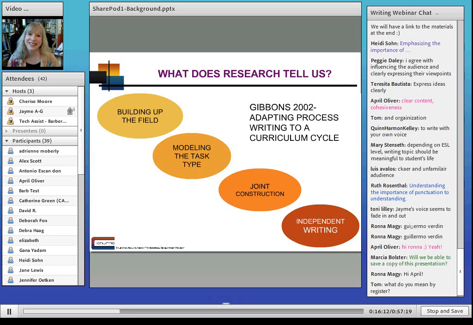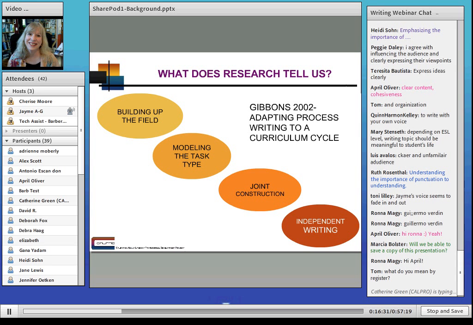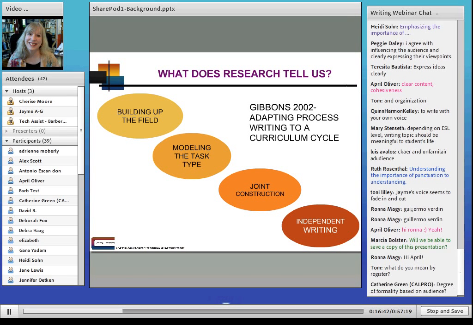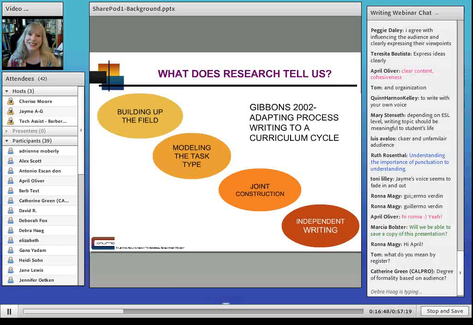Oh, Tom, the question about register. I'm taking a little side path. Register, tone isn't the right expression, but it's a way that you would write to a friend versus a way that you would write an email to a business associate versus the way that you would write a research paper versus the way that you would write a short composition describing your best friend in an ESL classroom. So the register, it's the same as you have in speaking. The register requires different vocabulary, different structure, and a degree of formality.